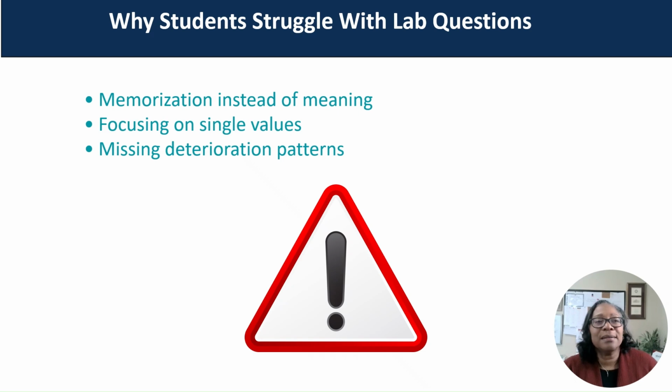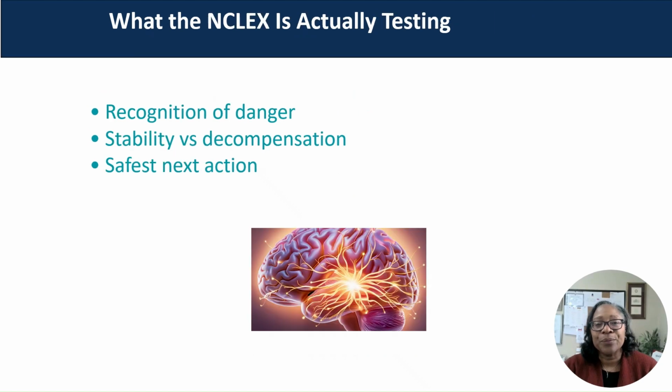Now, students struggle with lab questions. Most students approach labs like it's high, it's low, or it's inside the normal range. Can I memorize it? But the NCLEX actually gives you the ranges, and it doesn't matter if you can see it's outside of the range. Because it's outside of the range, do you know what to do with the number? That is what the NCLEX is trying to test you on.